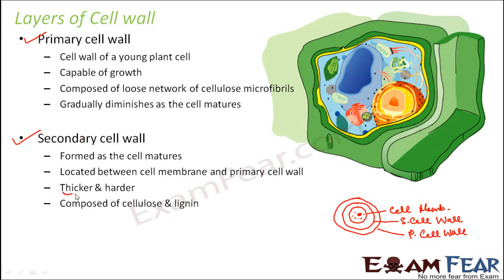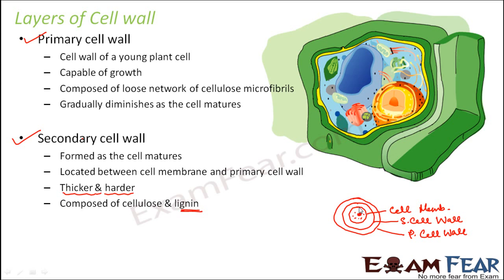Talking about the thickness, it is thicker and harder than the primary cell wall, composed of cellulose and lignin. Lignin is the component which makes it even harder, because wherever you have lignin, it makes it really hard. So this is how you have the layers of your cell wall.